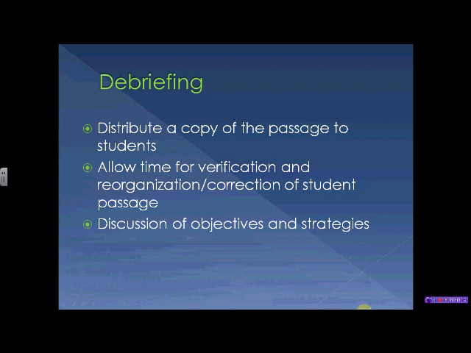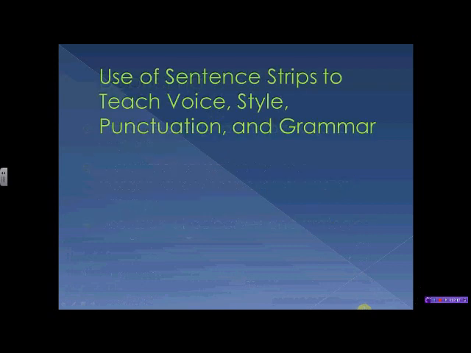This technique can be used a multitude of different ways and definitely enhances student learning, analysis, and writing skills.